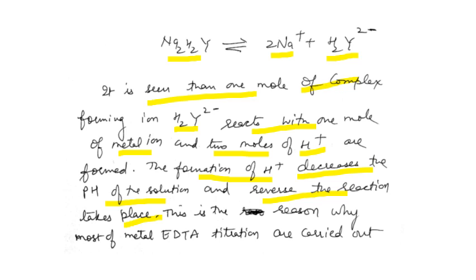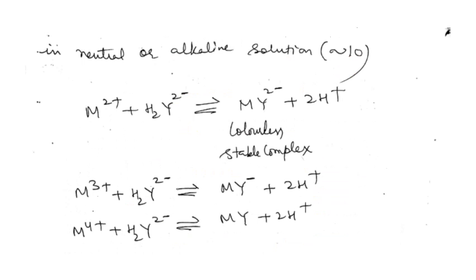That is the reason the metal EDTA titrations are carried out at a maintained or fixed pH, that is 8 to 10 or nearby 10. This pH comes in the neutral or alkaline range, and the best pH to be maintained in such a titration is 8 to 10 or nearby 10. Here it is specifically written that this pH is maintained in this method.